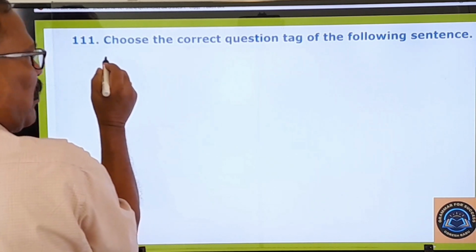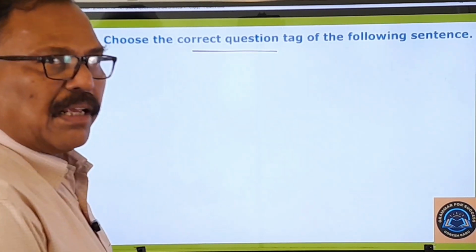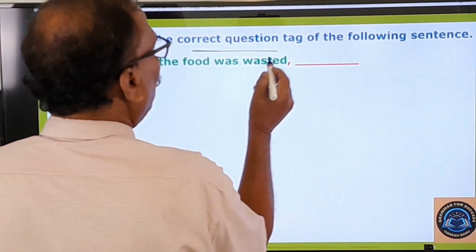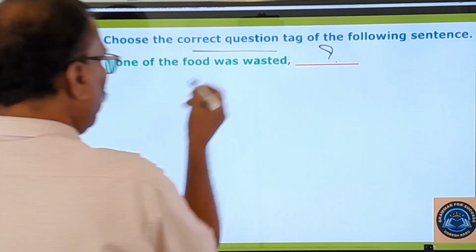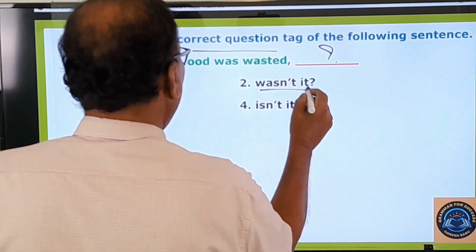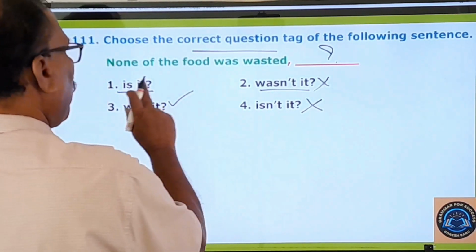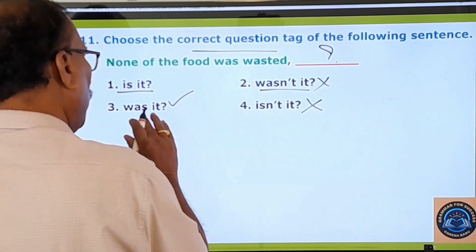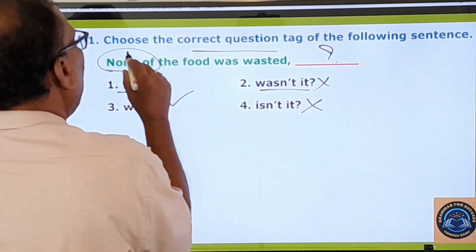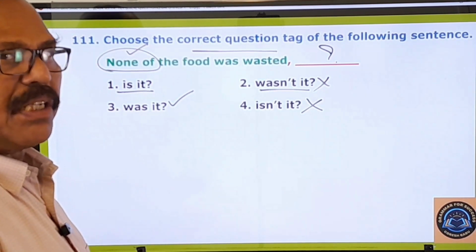111th question. Choose the correct question tag of the following sentence. He is asking you to choose the correct question tag. What is that? None of the food was wasted. What is the question tag to be used here? Here, look at the options. Is it? No. Wasn't it? No. Was it? Yes. Isn't it? No. So first 2 options, second option, fourth option are wrong. Only the third option is the right one. Why? Because it is beginning with none of. None of is a negative phrase. None of, neither of. So certain negative things are there.